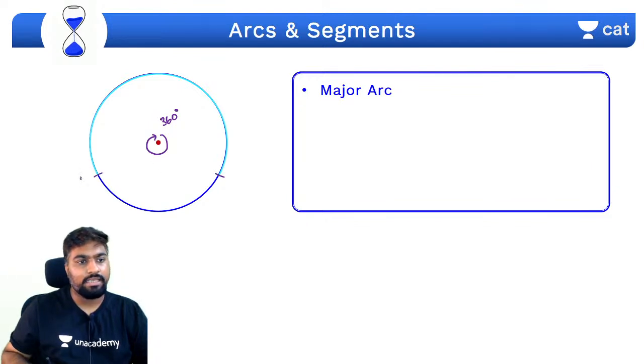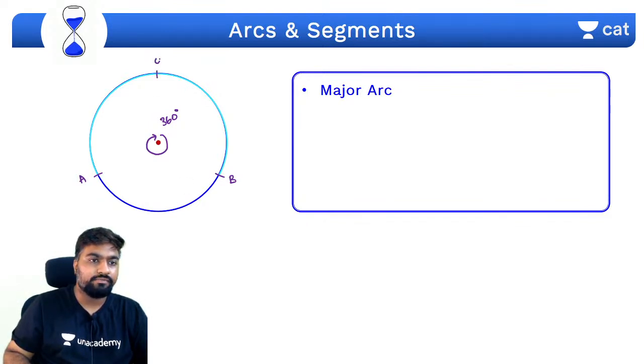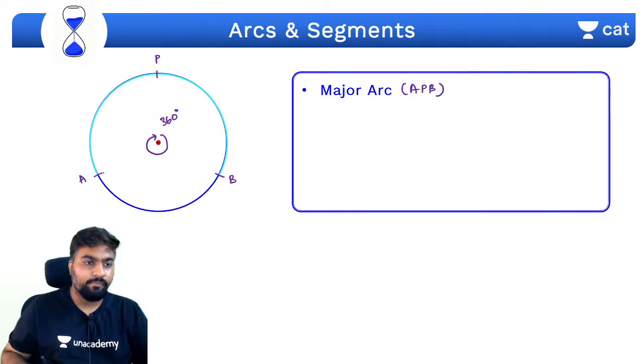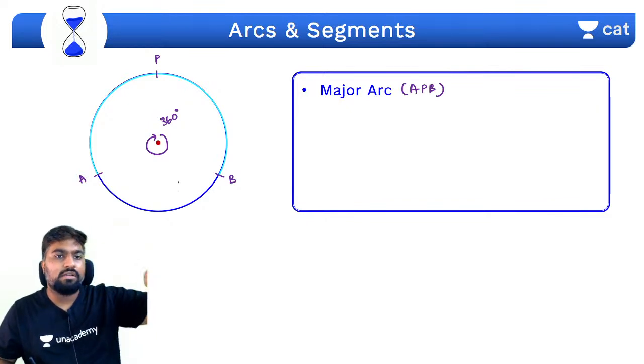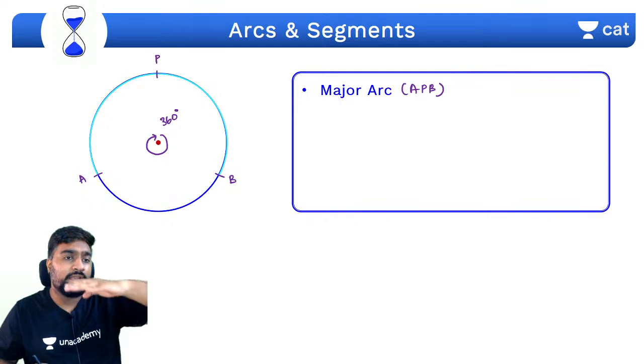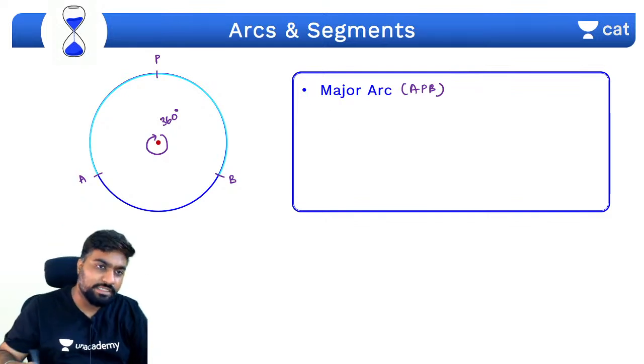So here I can say AB is an arc. But since this is a circle, there are no extremes here, so we also use another letter. Let's call this P. APB is a major arc. It's called major because it covers a larger circumference than half. If it covers half, then it's just a semicircle, correct? If it covers a little more than half, it's called a major arc.